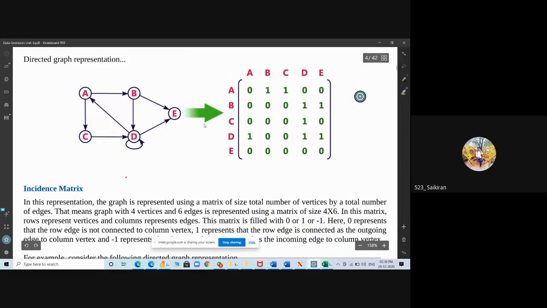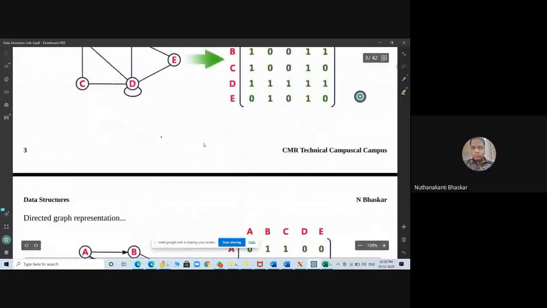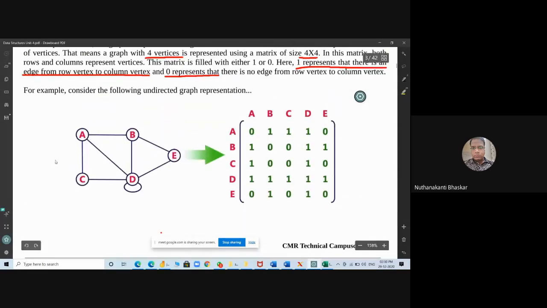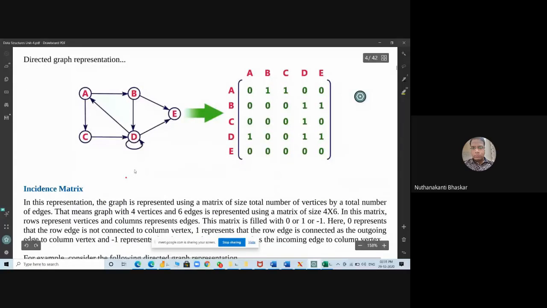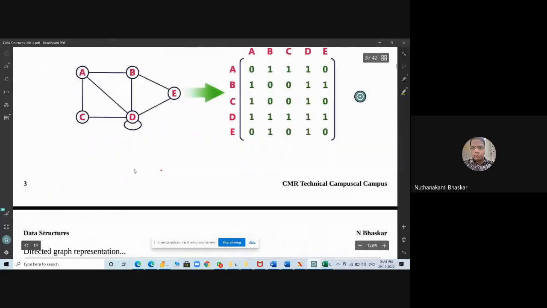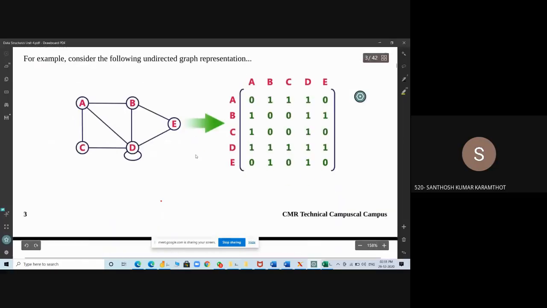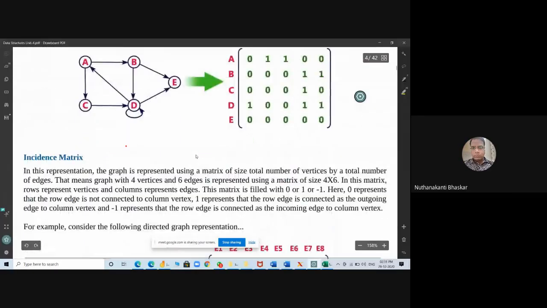Yes, sir. Both representations work in the same way. Only here the directions are not there, which means it is an undirected graph. If the directions are there, then you need to follow the directions. That is the difference. Is the adjacency matrix representation clear, everyone? Yes, sir. Now coming to the incidence matrix.